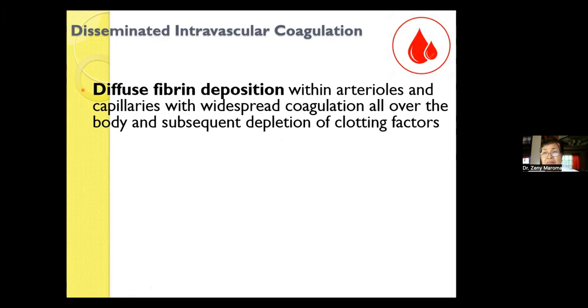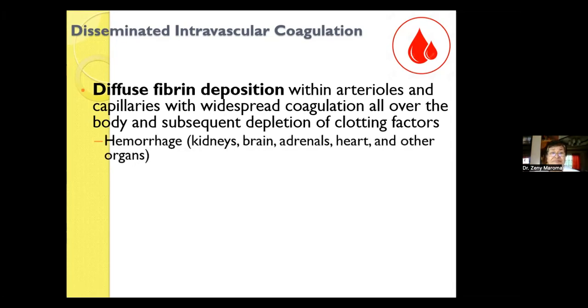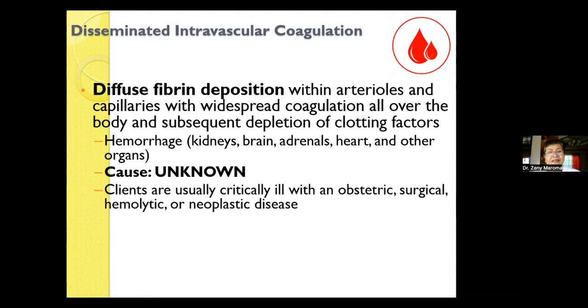Kaya kasunod, massive bleeding. Two opposing forces: widespread clotting, widespread blood clot, tapos may hemorrhage in the kidney, brain, adrenals, heart, and other organs. Kaya mahirap gamutin. Two conflicting forces. And the exact cause is unknown. Pero clients are critically ill with obstetric condition. Kailan yon? Pregnancy-induced hypertension, toxemias of pregnancy. You will observe this in toxemias of pregnancy, eclampsia and pre-eclampsia.